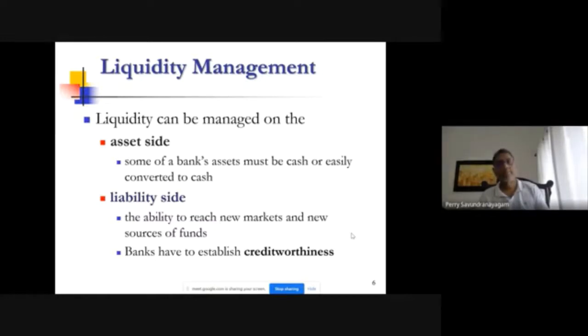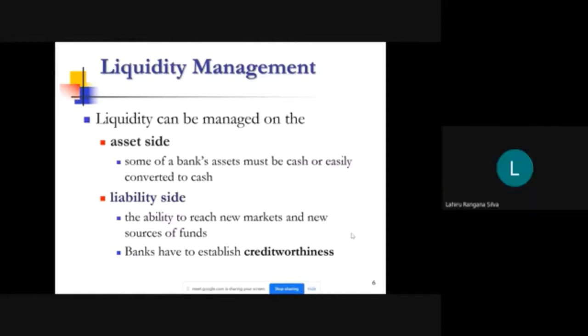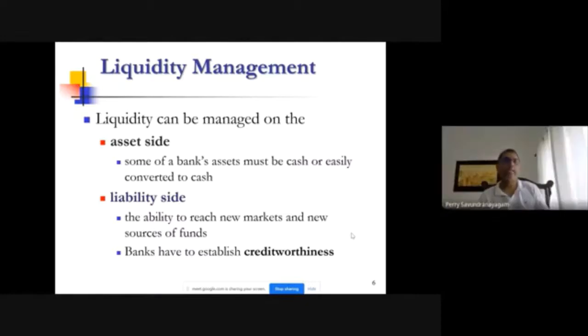And do they have the ability? Bank can improve the credit quality of its assets. Exactly. Not only assets, it can also, okay, so that's fine.